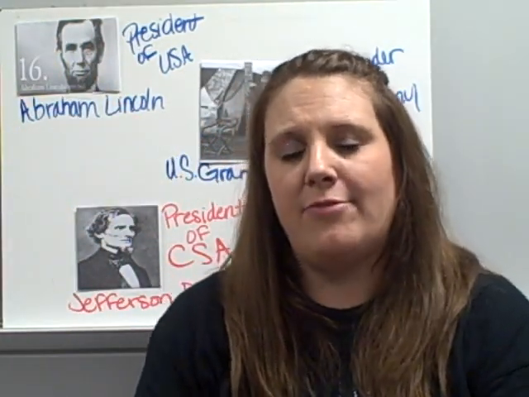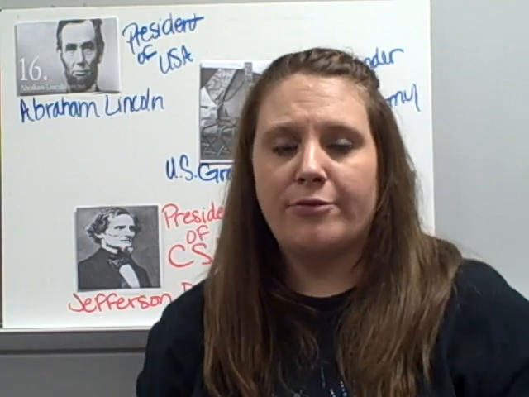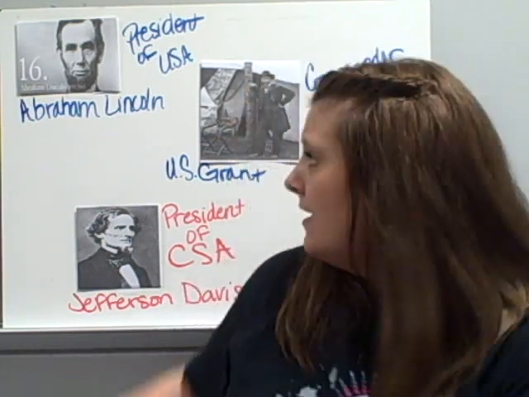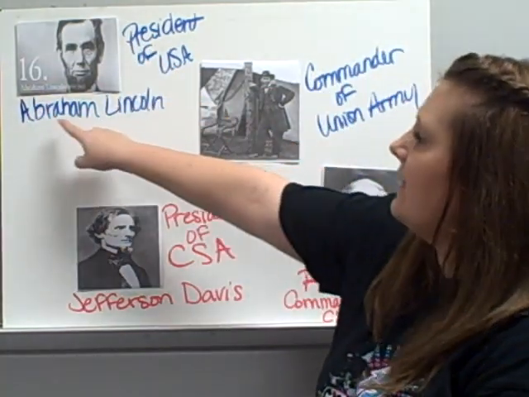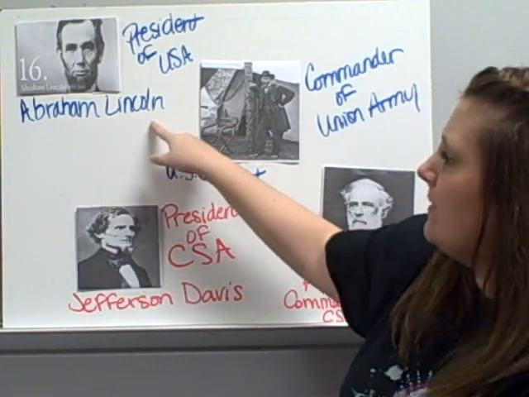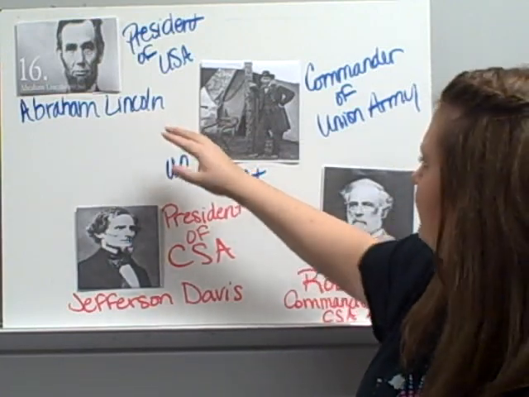Okay, the four key players that you're going to need to remember were the two presidents for the U.S. and the Confederate States of America, and then the two main generals. Okay, the president for the United States at this time was Abraham Lincoln. He becomes the 16th president, and he is going to be president during the entire Civil War.